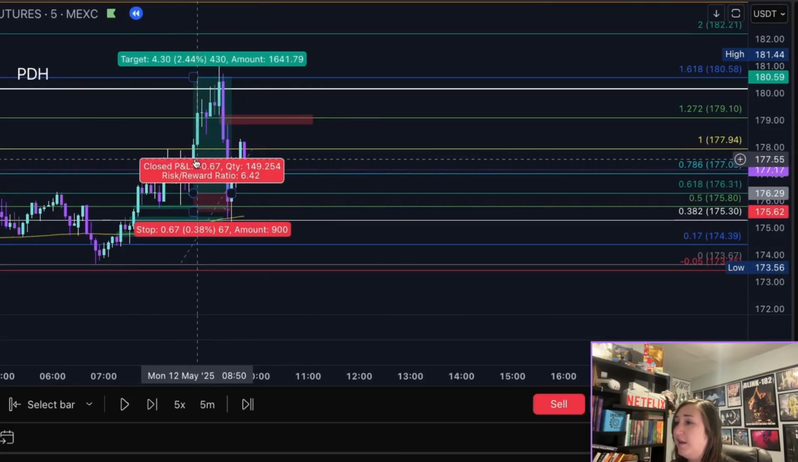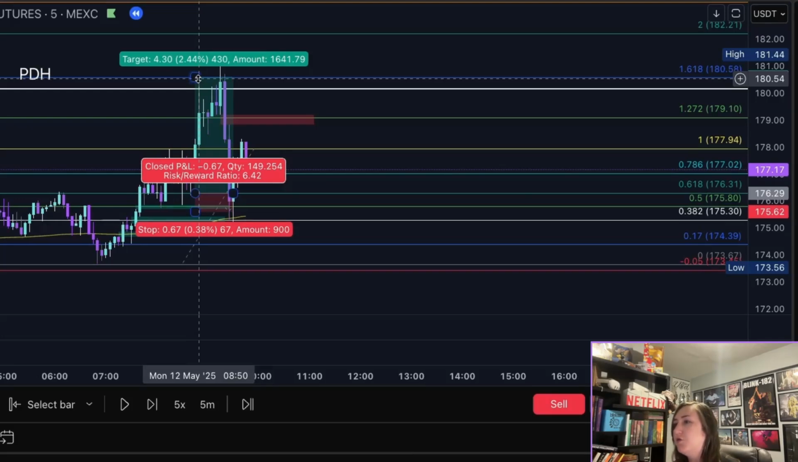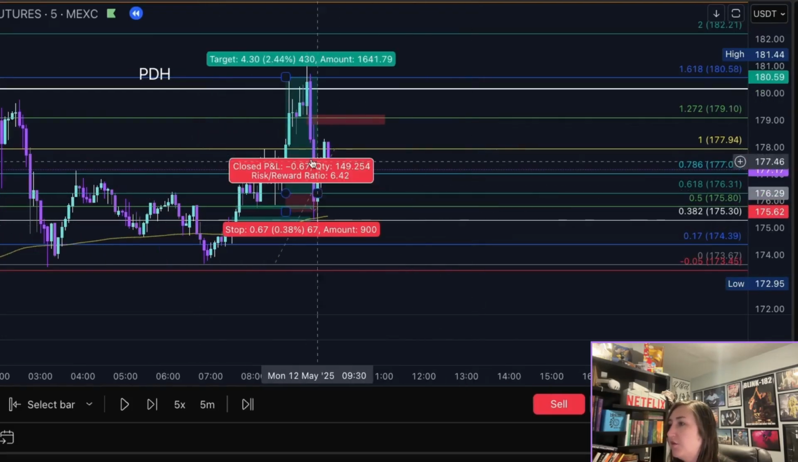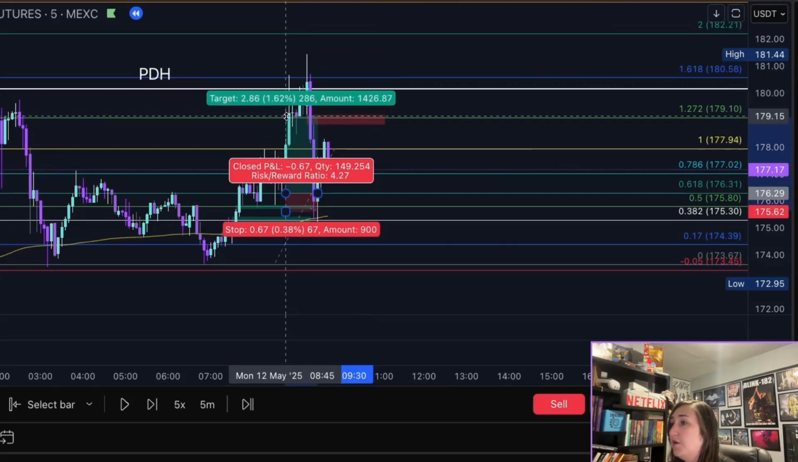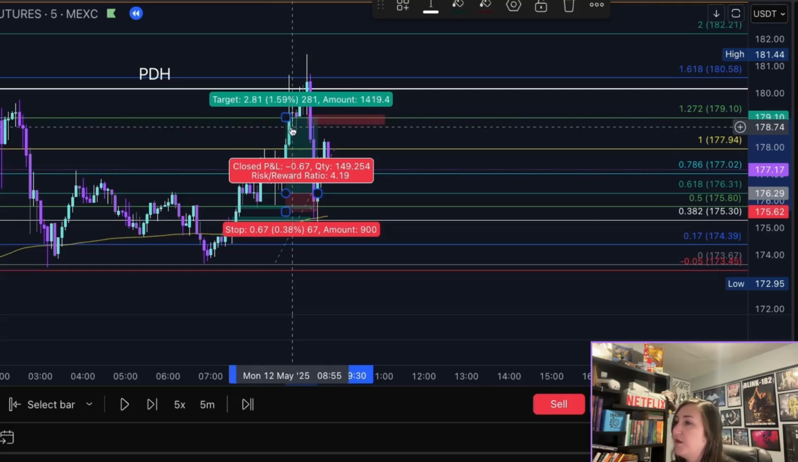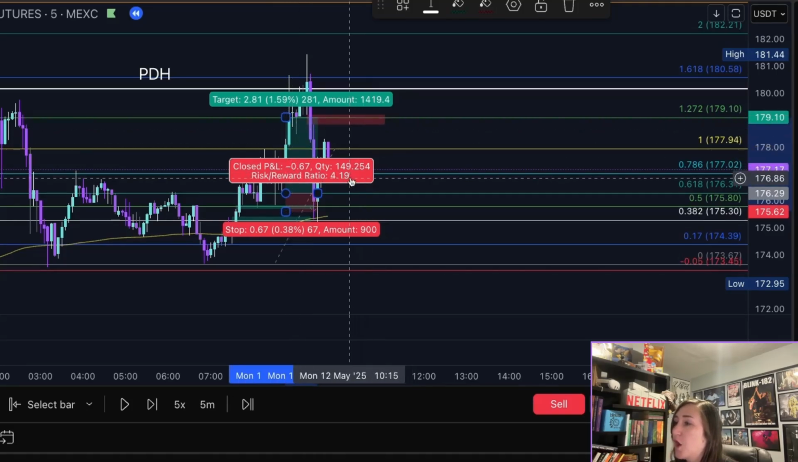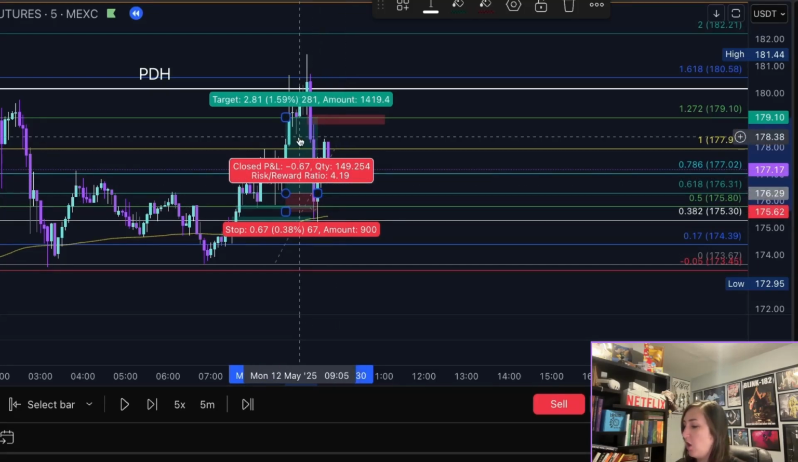However, we were in and out of this trade within what? We entered around 8:40 and we exited at 8:50. So a 10-minute trade there, risking $100, you would make $642 based on this risk reward ratio. If you were trying to stay a little bit safer and just wanted to get in and out of your trade, you can certainly aim for that 1.272 area, meaning you'll be risking $100 and winning $419 here. So not a bad trade setup all around.